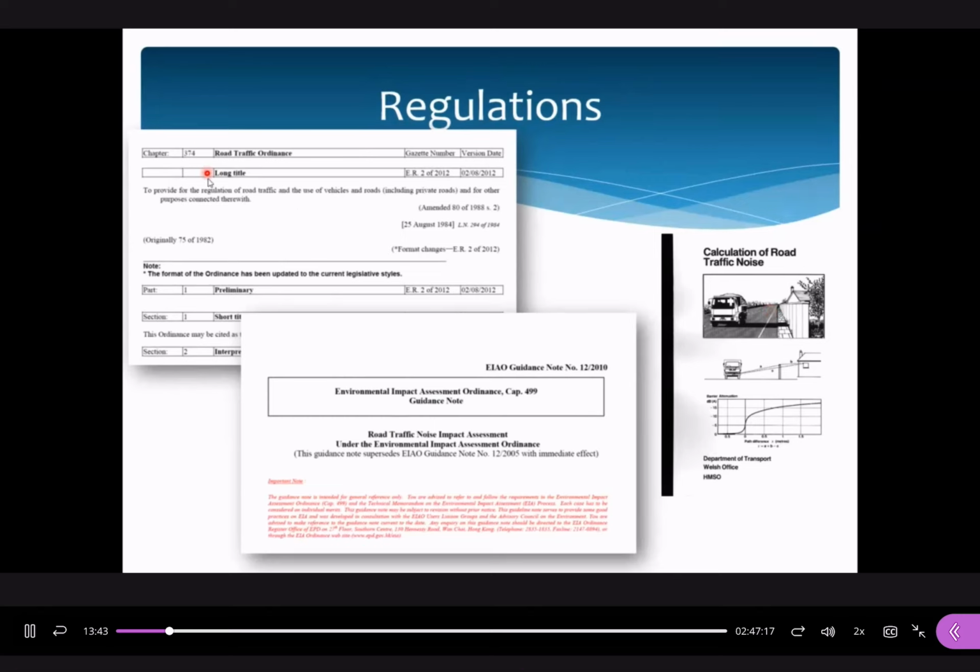And in Hong Kong, we still have another one, the Road Traffic Ordinance, Chapter 374. There are different terminologies defined in this chapter. We could not go through details about that. I just want to step through these documents because it is more useful for your study in the future.